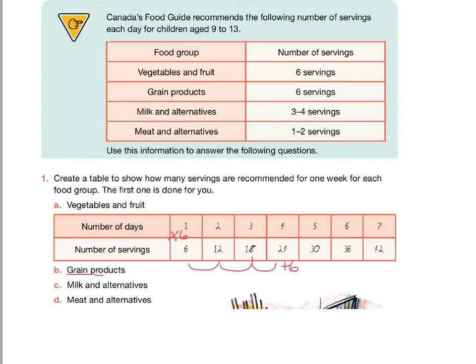Now, you need to do the same thing for grain products. Actually, grain products is going to be the same, so we're not going to do grain products. But you are going to do the same thing for milk and alternatives and for meat and alternatives to determine how many you would need in a week. So press pause and create those tables and rules in order to assist you with solving this problem. Go ahead and do that with your partners.